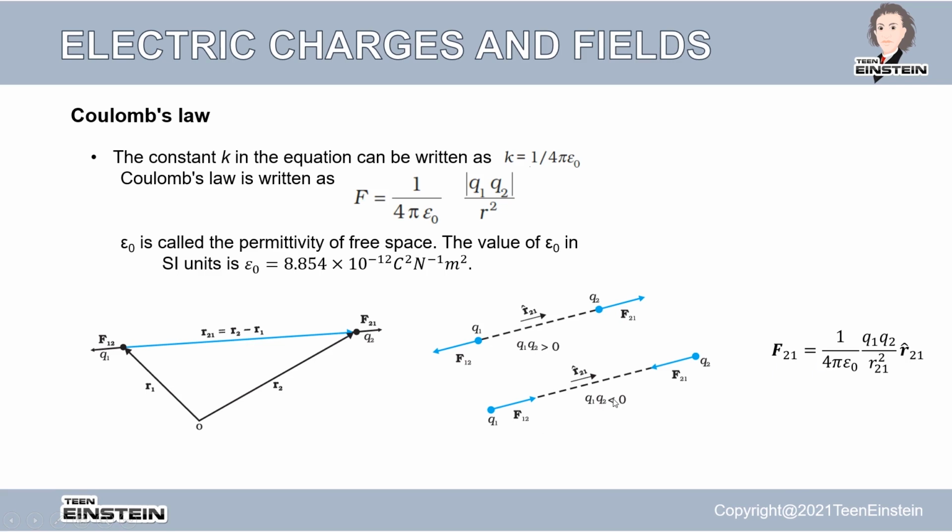But when the product Q1 Q2 is less than 0, that means one of the charges is positive and the other is negative. So these are unlike charges, and unlike charges attract each other. When they attract each other, the forces also point towards each other. So overall, if you want to express the force between the charges according to Coulomb's law, you have to include this unit vector R21 here. When you include this unit vector, this becomes a vector quantity. So this is Coulomb's law.